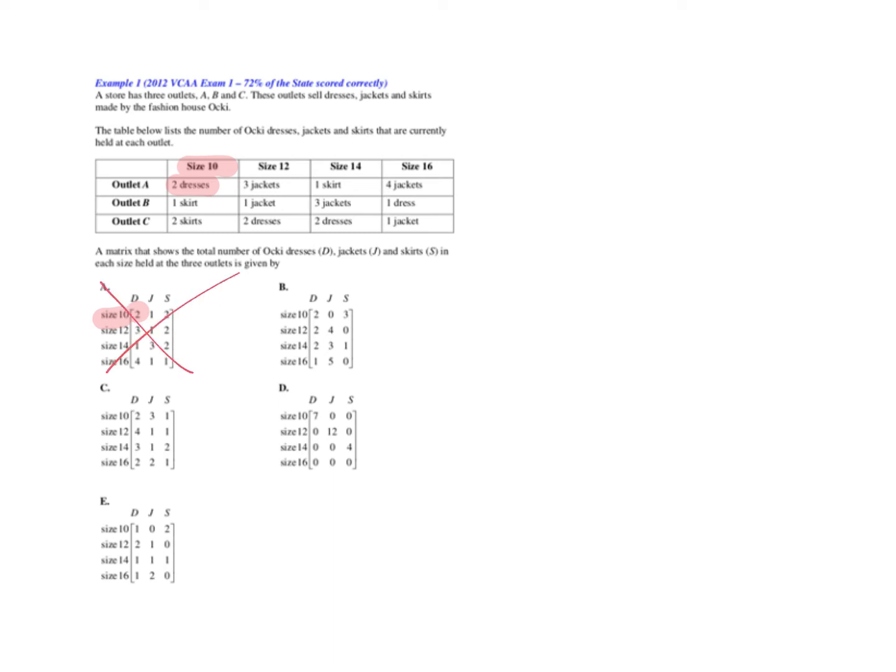So let's just look across size 10. Because they're doing size 10 across the top, I'm going to say we've got dresses, jackets, and skirts. I want to see there's 2 dresses, there's 0 jackets, and there's 3 skirts in size 10. So let's have a look. Is there only one option with that? Yeah, and that is B.